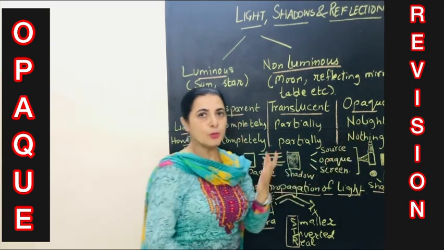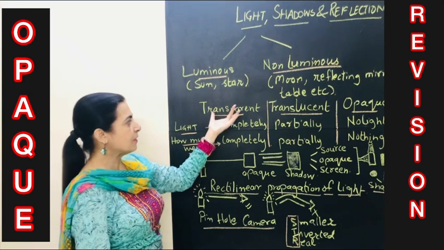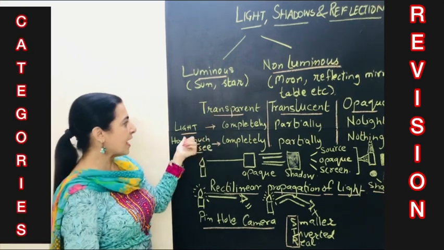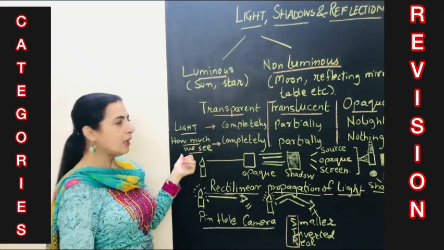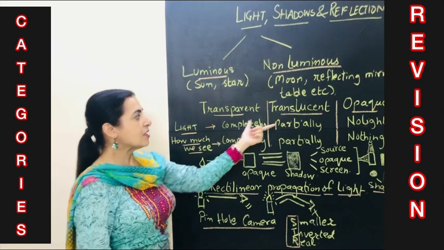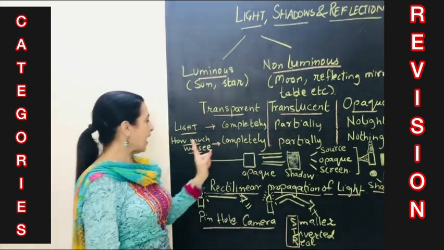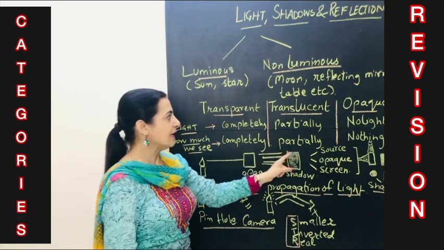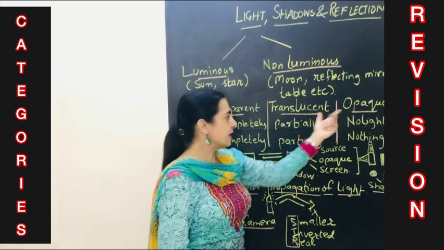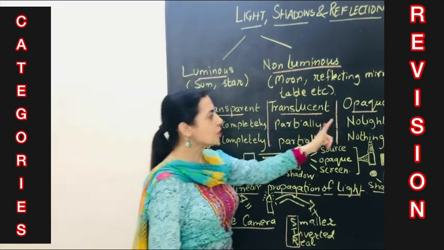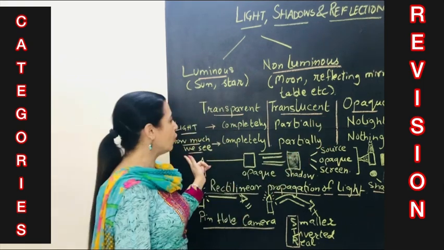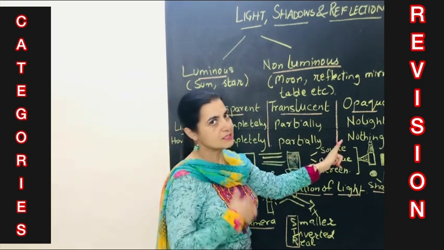नहीं देता. So we need to remember it like this, that transparent objects are the objects through which light passes completely and we are able to see completely. Translucent objects are the objects through which light passes partially and we are able to see partially. And opaque objects are the objects through which light does not pass at all and we are not able to see anything or we see nothing.